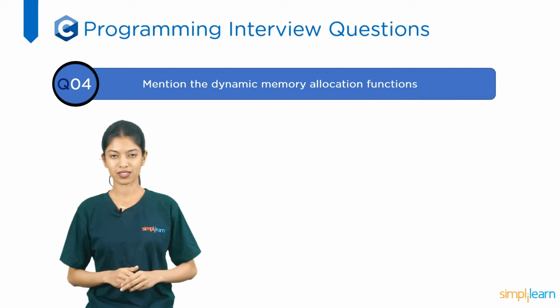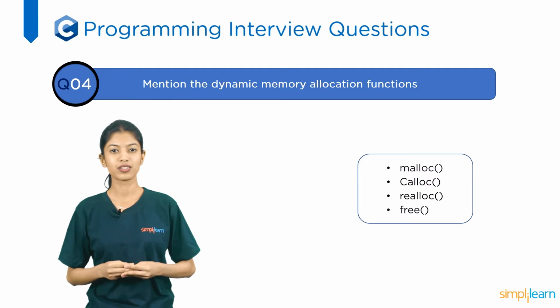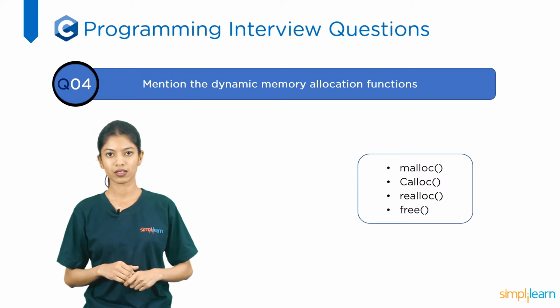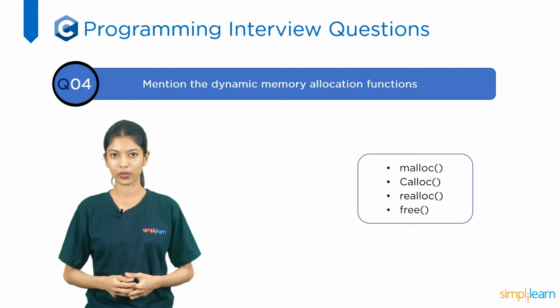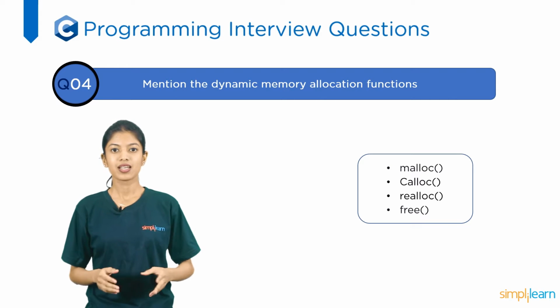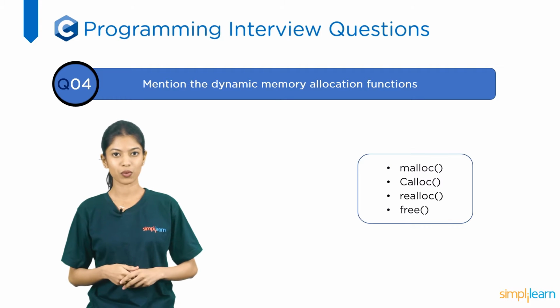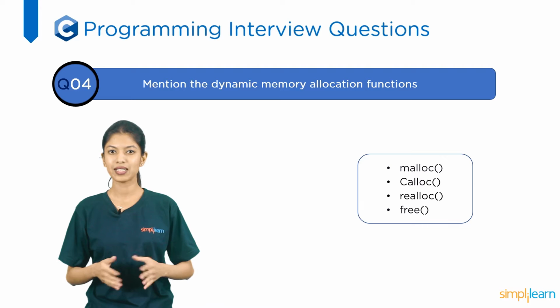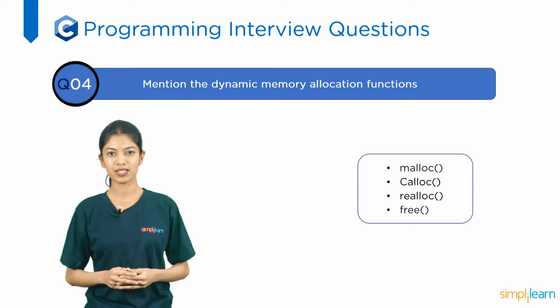The next question is, mention the dynamic memory allocation functions. Dynamic memory allocation functions are malloc, calloc, realloc and free. When we use the malloc function, a contiguous block of memory will be allocated and the pointer variable will hold the address of the first element. Calloc function is similar to malloc function, but in the case of calloc, multiple blocks of memory of the same size will be allocated, which hold 0 value by default. It takes two arguments, that is number of elements and element size.